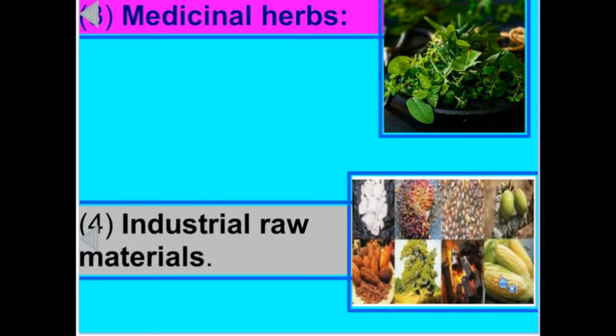Then you can see corn here. Corn can be used in making all this cereal food like cornflakes, like Cerelac, Golden Morn and all that. Then you see fruits here, that is mango. Mango is a fruit which can be used in making fruit juice, and the rest of them. So all these are industrial raw materials.